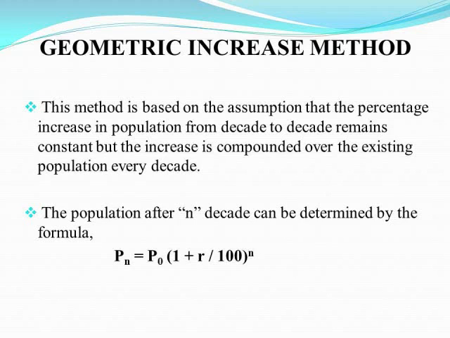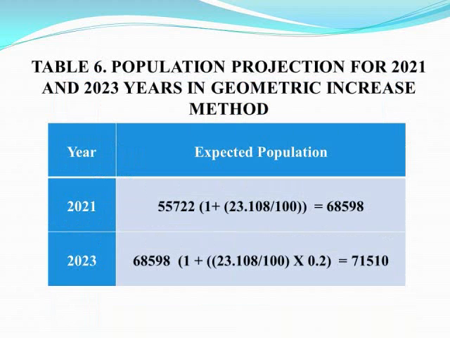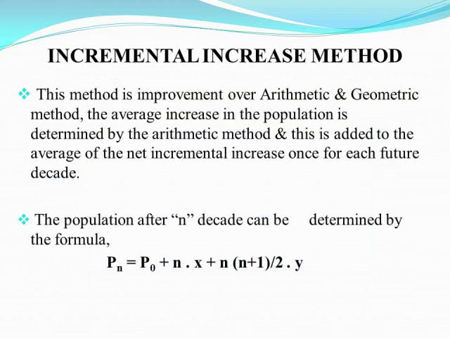Geometric increase method. This method is based on the assumption that the percentage increase in population from decade to decade remains constant, but the increase is compounded over the existing population every decade. The formula is as follows. And this table shows the population projection for the 2021 and 2023 year. And here the expected population is 68,598 for 2021 and 71,510 for 2023. Next is the incremental increase method, which is the combination of both the arithmetic and geometric increase method.